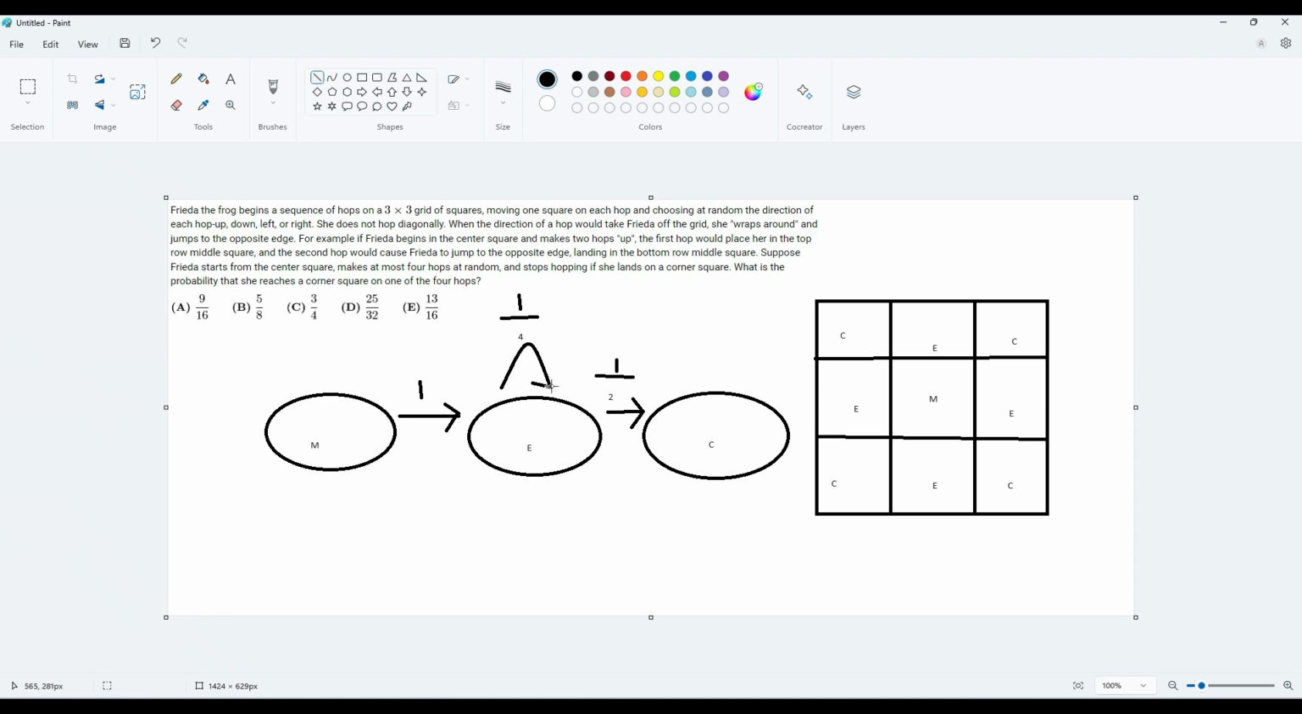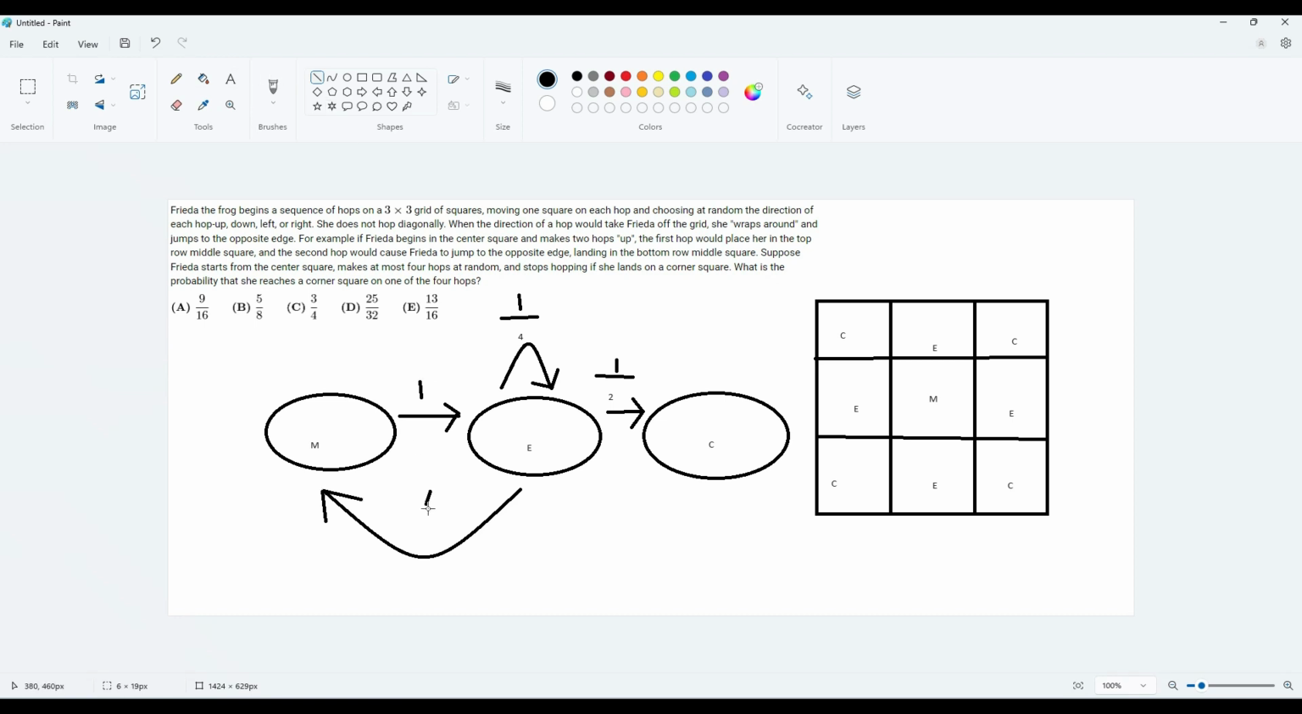There we go. And it can also return back to the middle with a 1/4 probability. So let's also draw that. Alright, now that we're finishing up this diagram, we can start counting the individual state pathways that there could be.